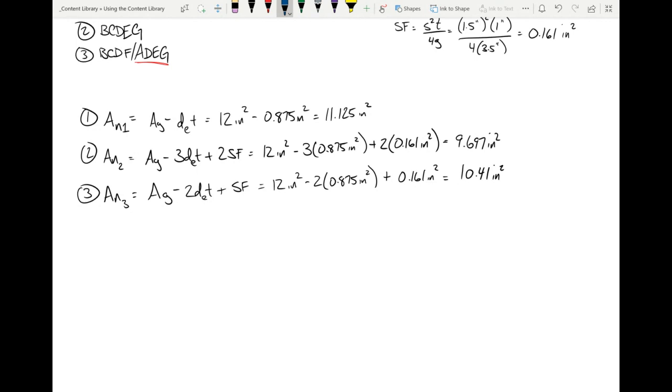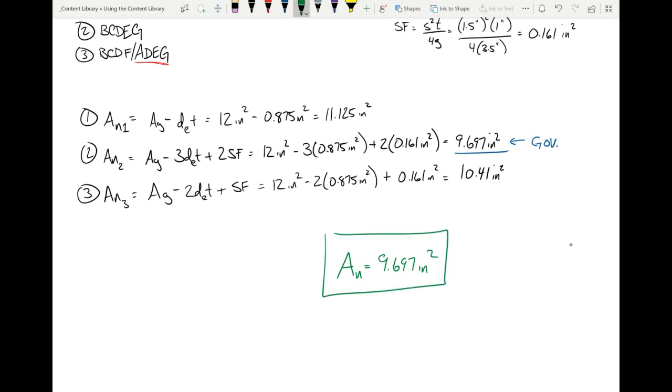If I asked you what the net area was going to be, which one would you use? The lowest number, exactly, because the net area is a function of its strength. If I take this section and I yank on it, where is it going to fail? It's going to fail along the path of least resistance. And how do we determine the least resistance? It's the path with the smallest area. This is the one that governs. So the net area in this section is 9.697 inches squared. That's the answer.